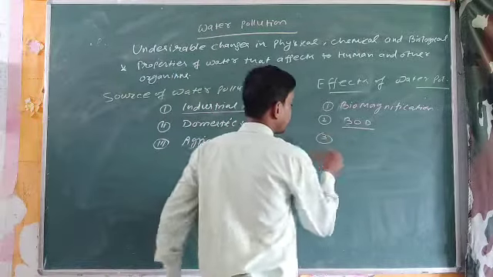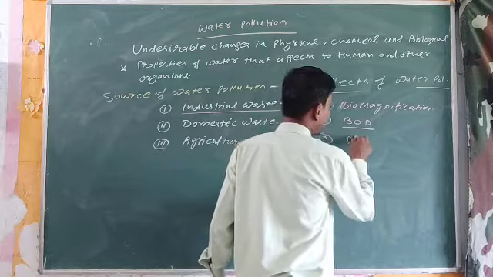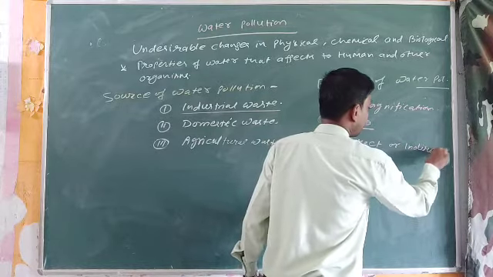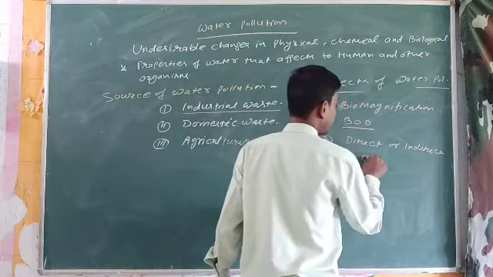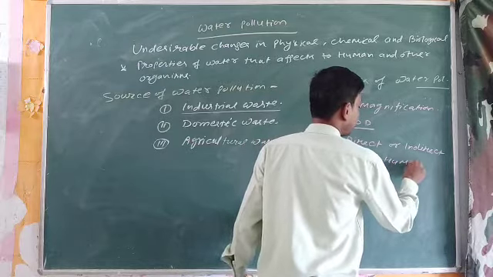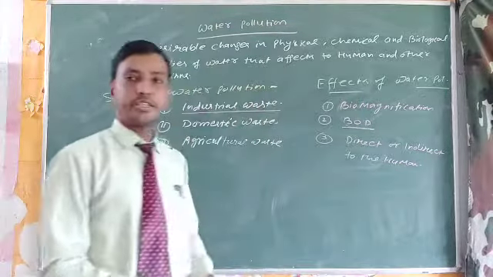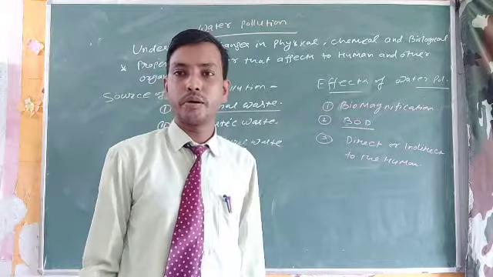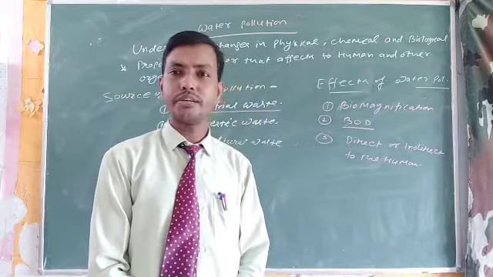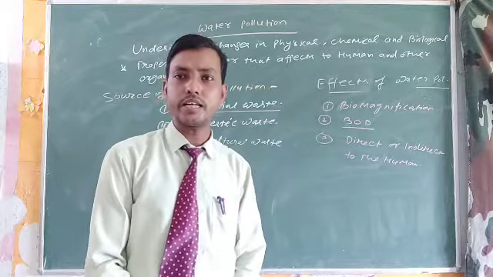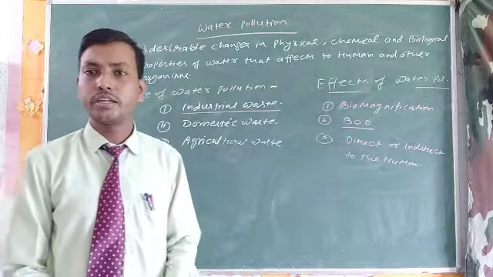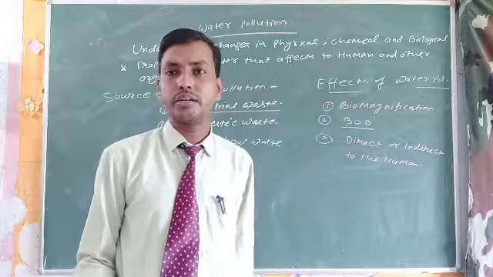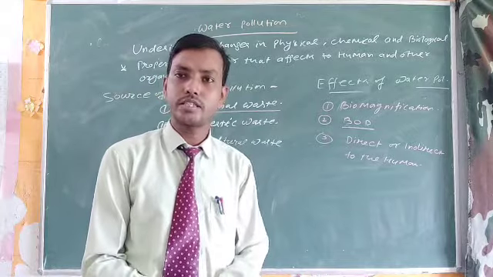Third one is direct or indirect effect to the human being. When biological magnification or BOD gets created in the water body, our body as well as the other human population get affected. That's why you can define many problems, many hazards that remain prolonged in our society and that appear immediately after the water gets polluted. So these are the different ways to define the causes and effects of water pollution.